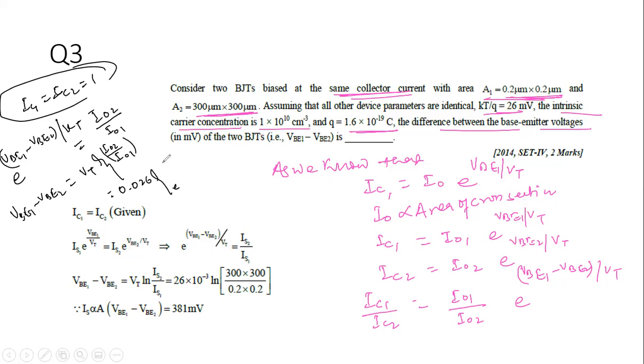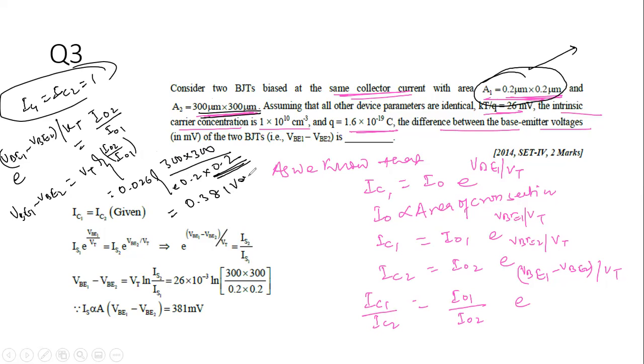What's the value of I02? I02 is directly proportional to the area of cross section, which is 300 into 300, divided by I01, which is directly proportional to its area of cross section, 0.2 into 0.2. Put in all the values and you will get 0.381 volt. In millivolt, what's the answer? 381 millivolt is the right answer. Is that clear? Now, next question.